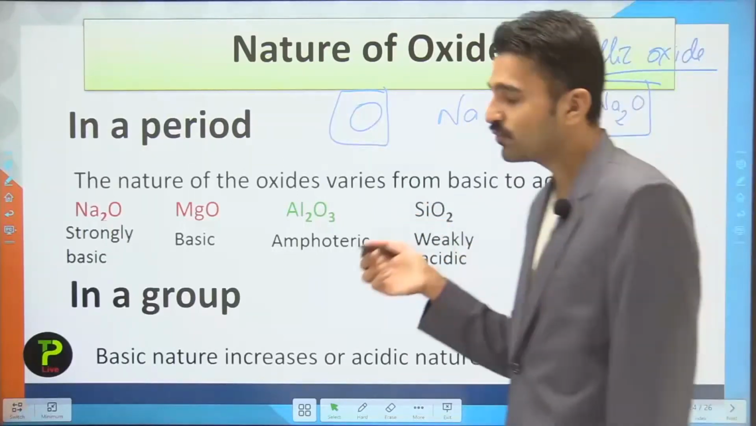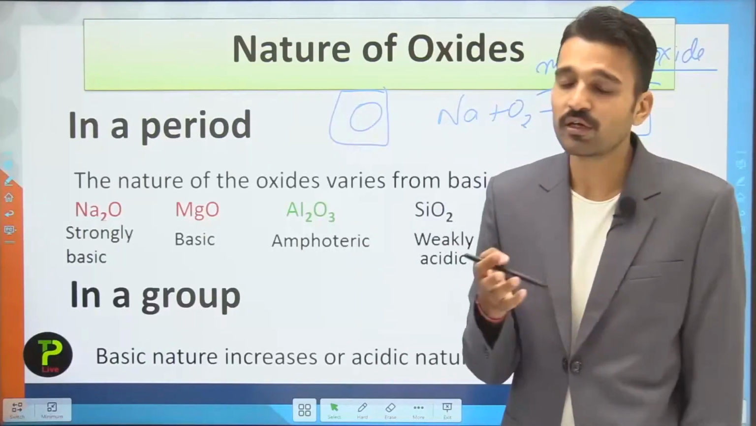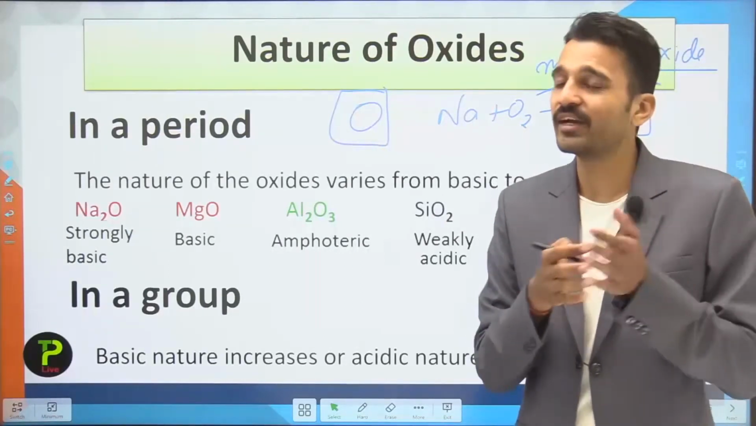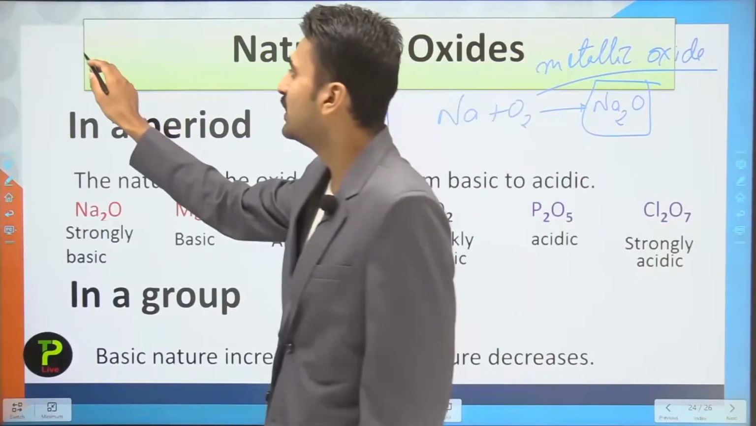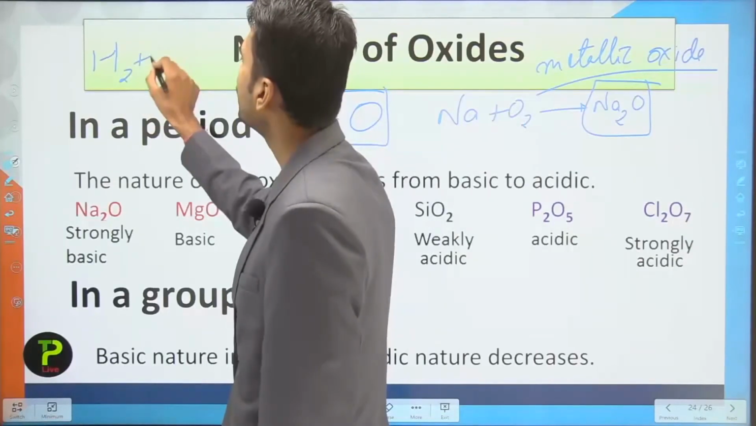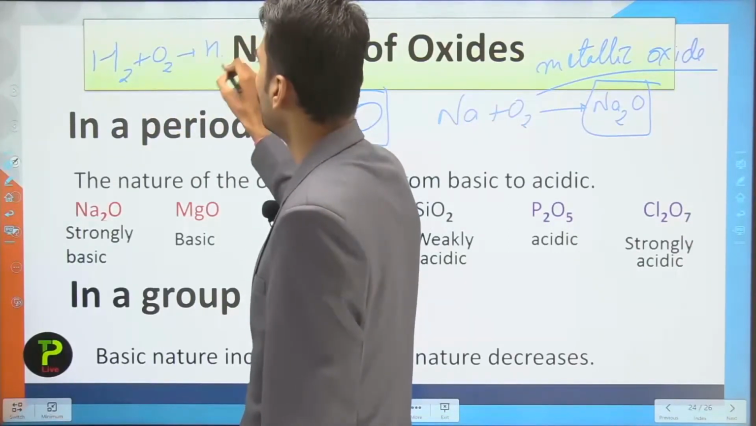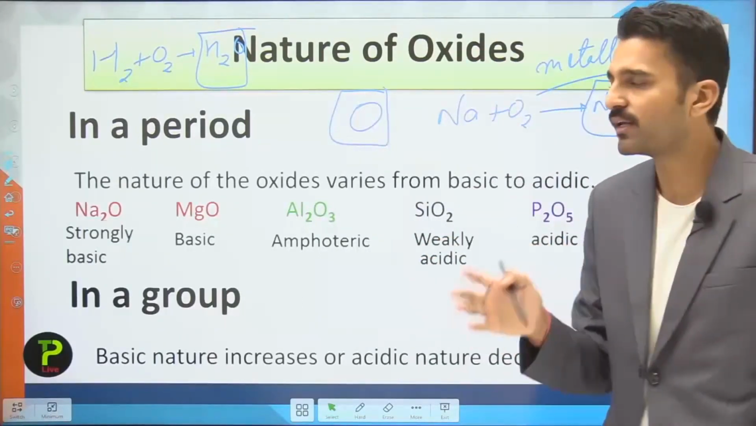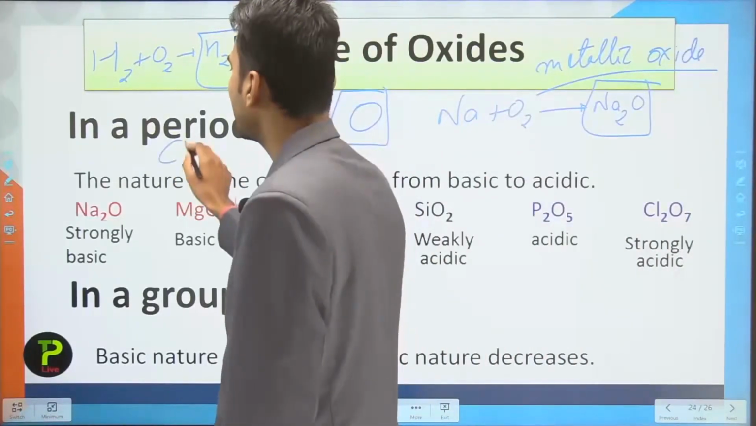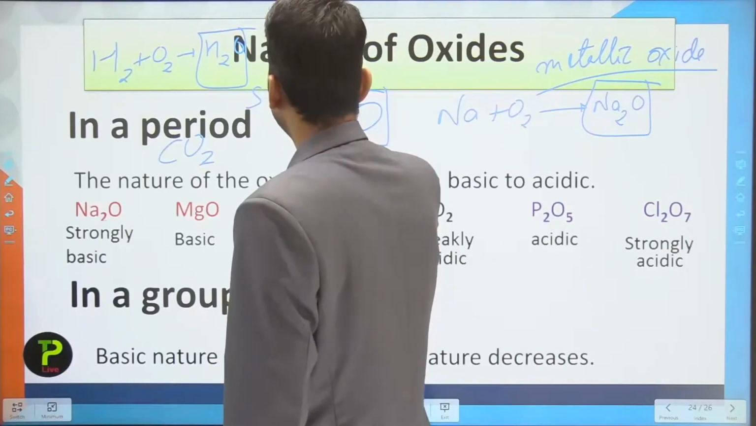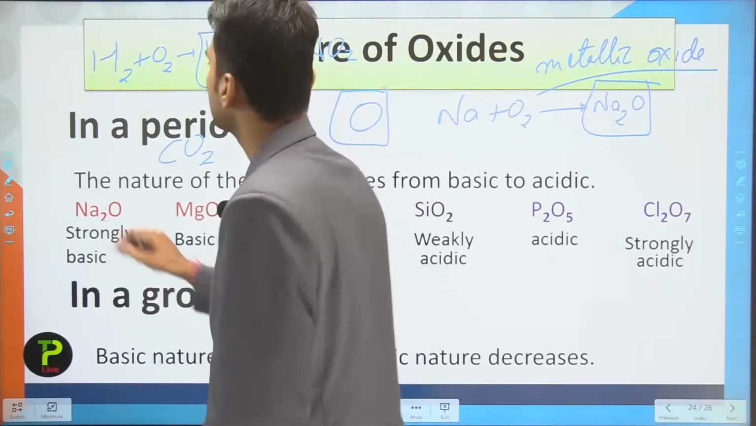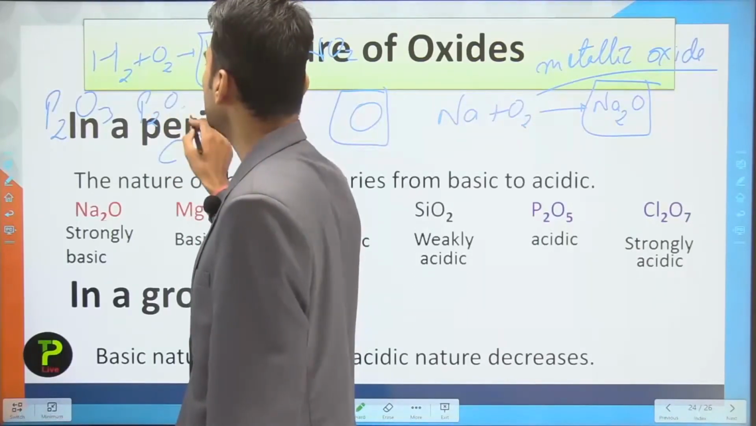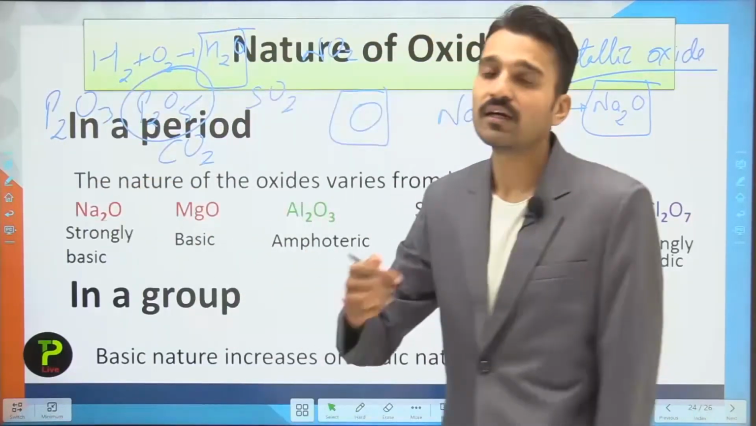And there are also the non-metallic oxides. So what are the non-metallic oxides? The non-metallic oxides are those formed when a non-metal reacts with oxygen. For example, when hydrogen reacts with oxygen, it forms H2O. So this H2O is a non-metallic oxide, and other non-metallic oxides are like CO2, SO2, NO2, P2O3, P2O5. These are the non-metallic oxides.